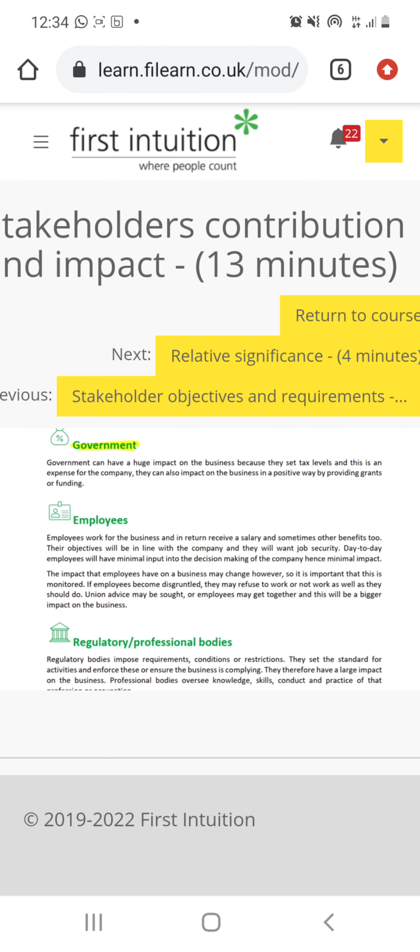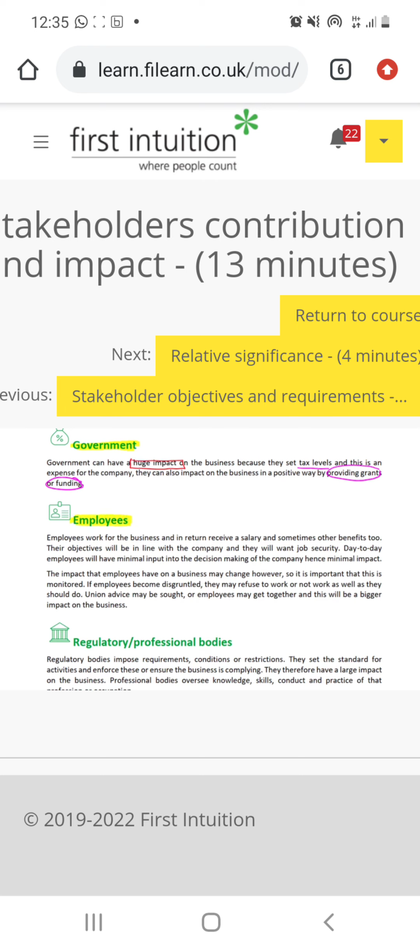The government can have a huge impact on an organisation because they set tax levels and this is an expense of the company. So the government want from the business payments of taxes. They can also impact on the business in a positive way. They can provide the company perhaps with grants or funding. So, a key stakeholder. We have to pay our taxes, we have to pay our accounts, we don't argue with government.